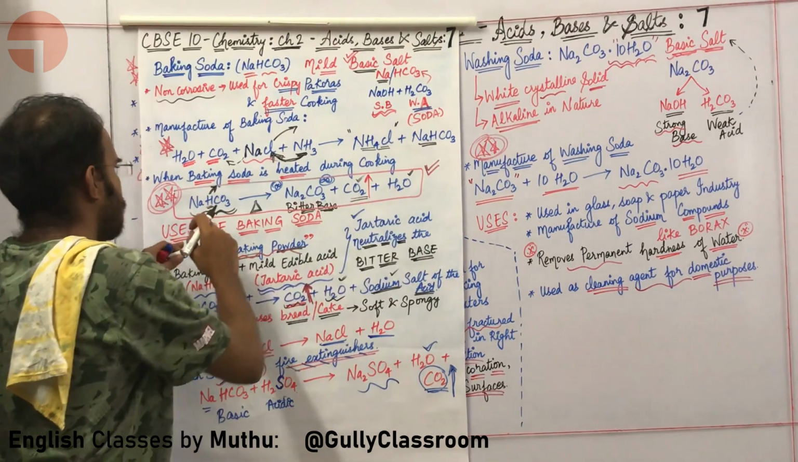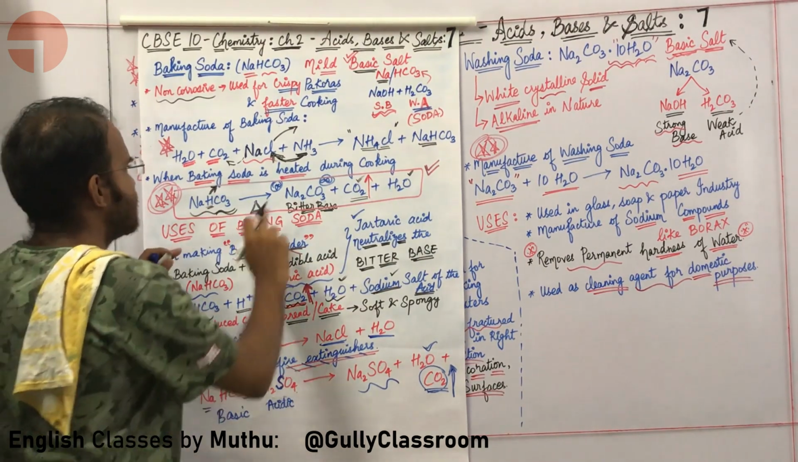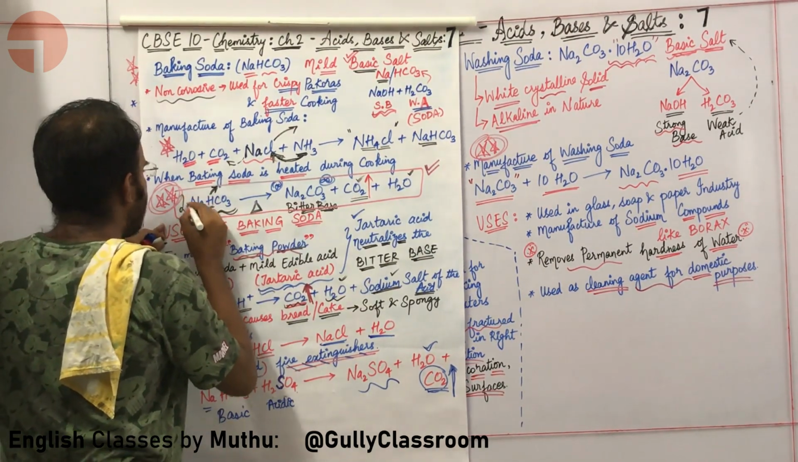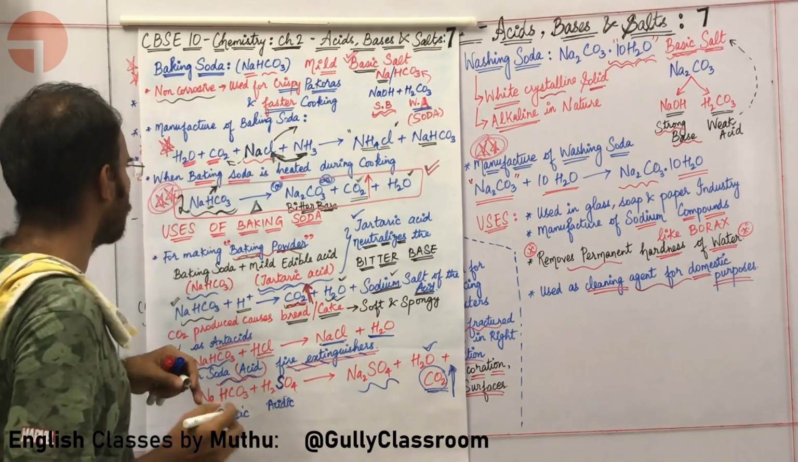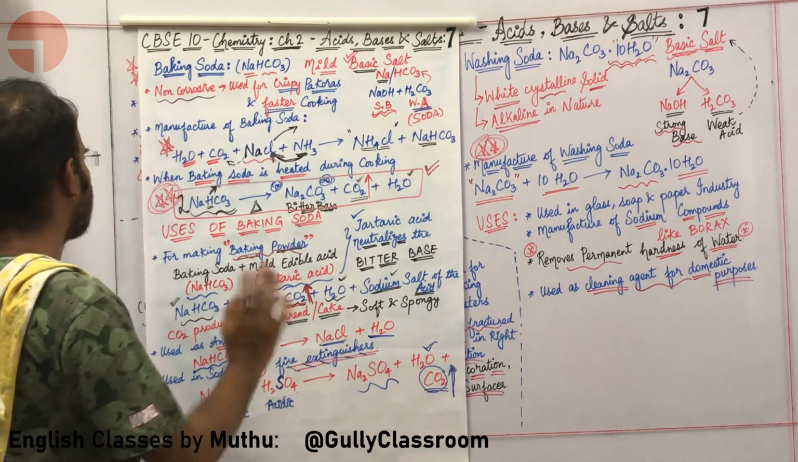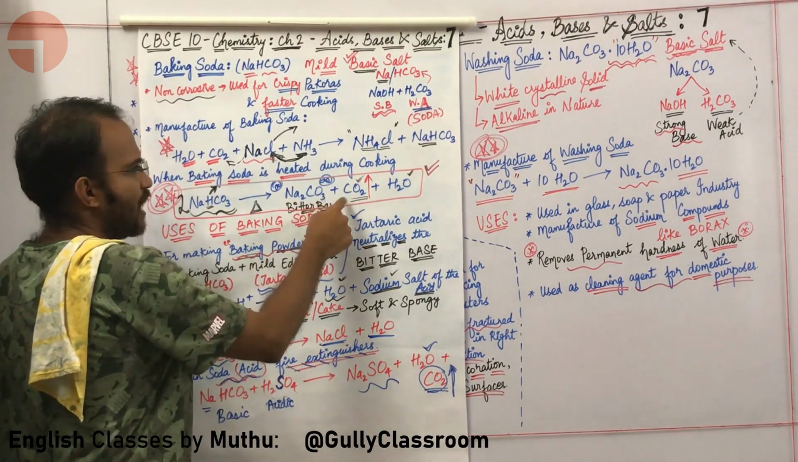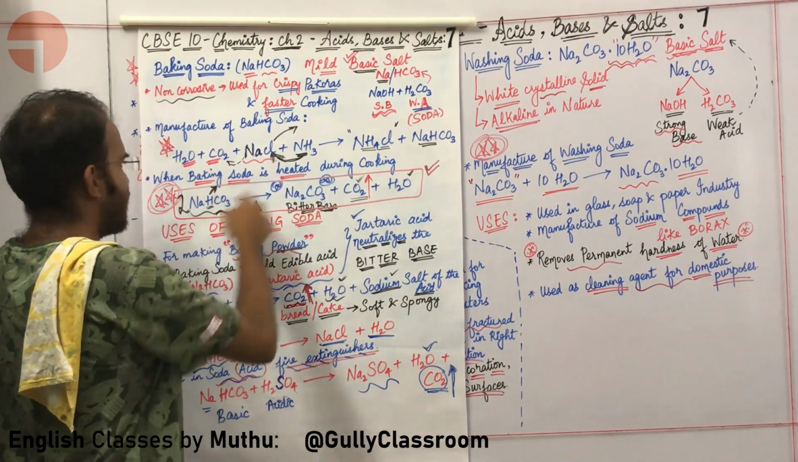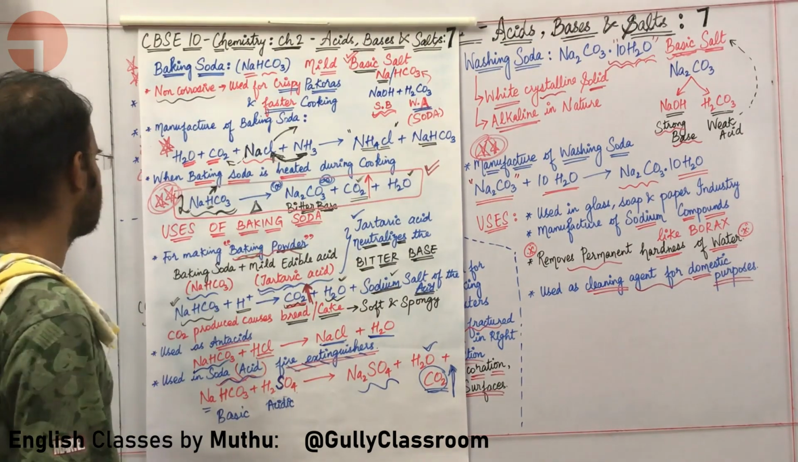This equation is not balanced. Let me balance this. Here there are 2 sodiums, so I am going to put a 2 here. So yeah, this particular equation right now is balanced. There are 2 carbons. There are 6 oxygens. Yes, everything is balanced.